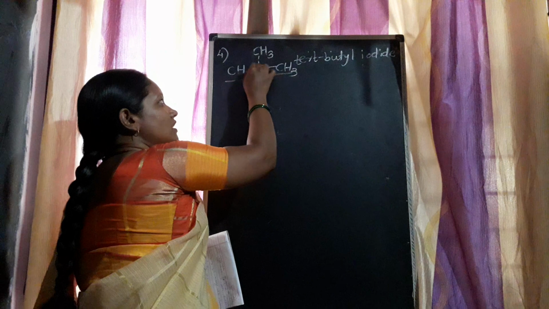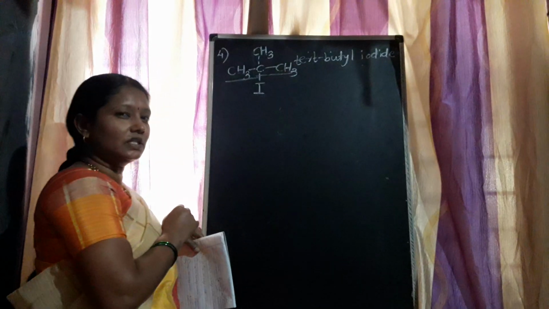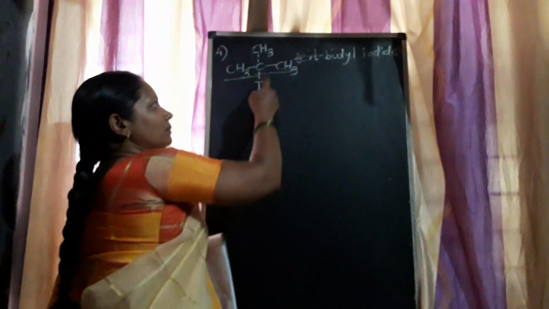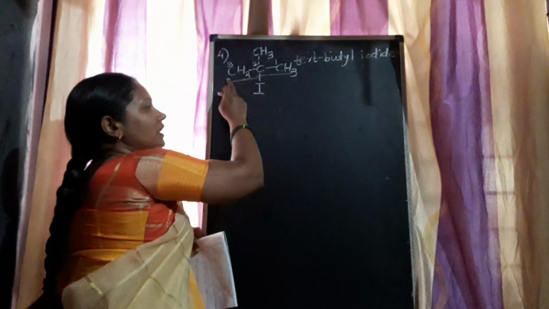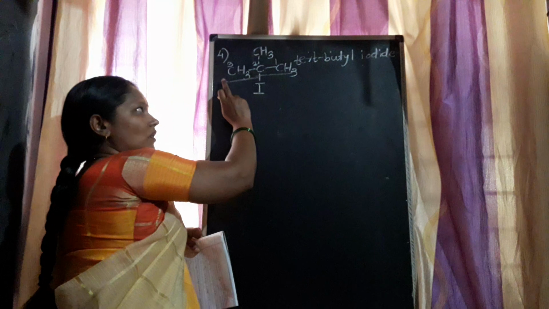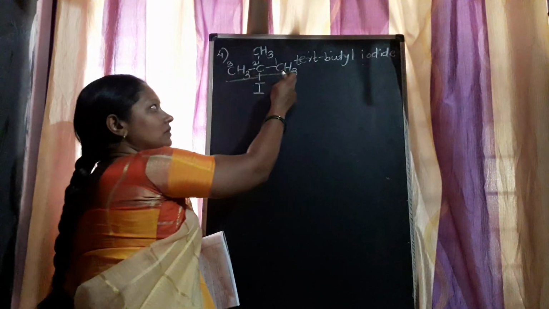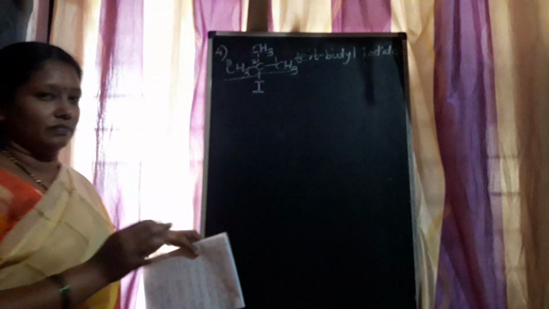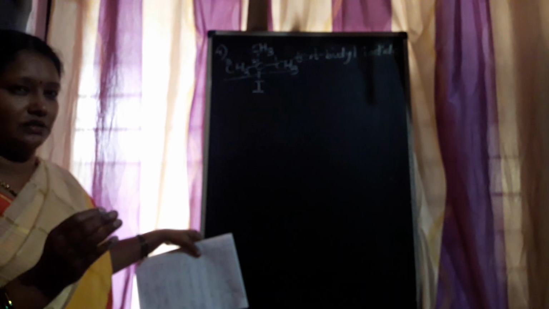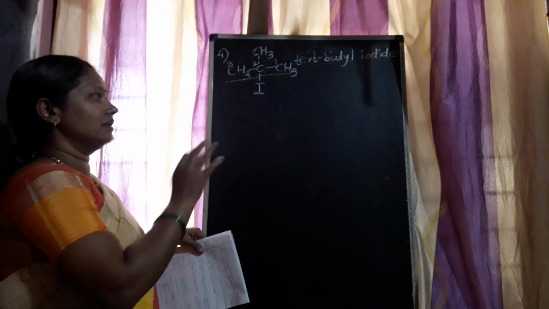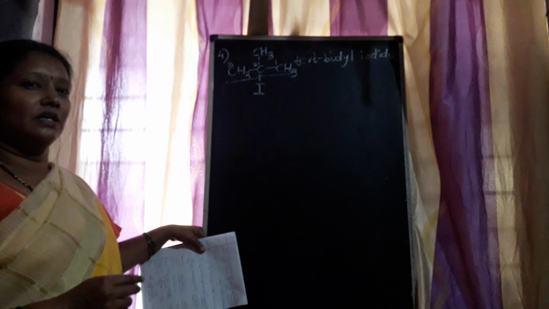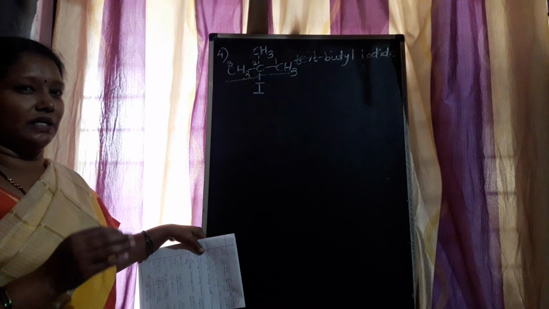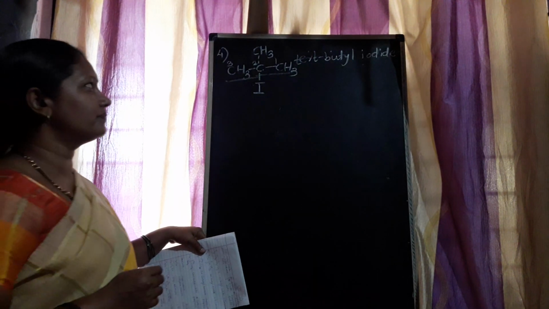Now in IUPAC nomenclature, select the long chain. Like this, three carbon atoms are present, or like this also. In this also three carbon atoms are present. Now numbering the carbon atoms 1, 2, 3, also from this terminal carbon atom 1, 2, 3. Same at both the carbon atoms, the same carbon atoms have the substituents.